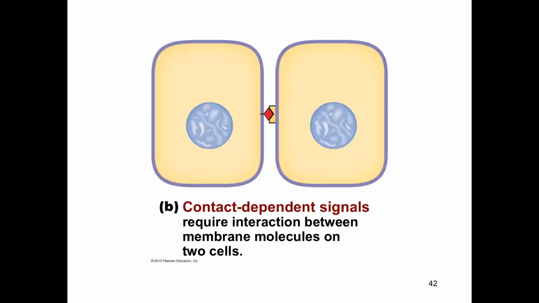So how does this work? You can have cell contact-dependent signals, which are very local. That local can be intracellular, where a cell stimulates itself, or it can be paracellular, very close by. But here you've got a contact-dependent signal, so it requires interaction between two membrane molecules on two cells to take place.